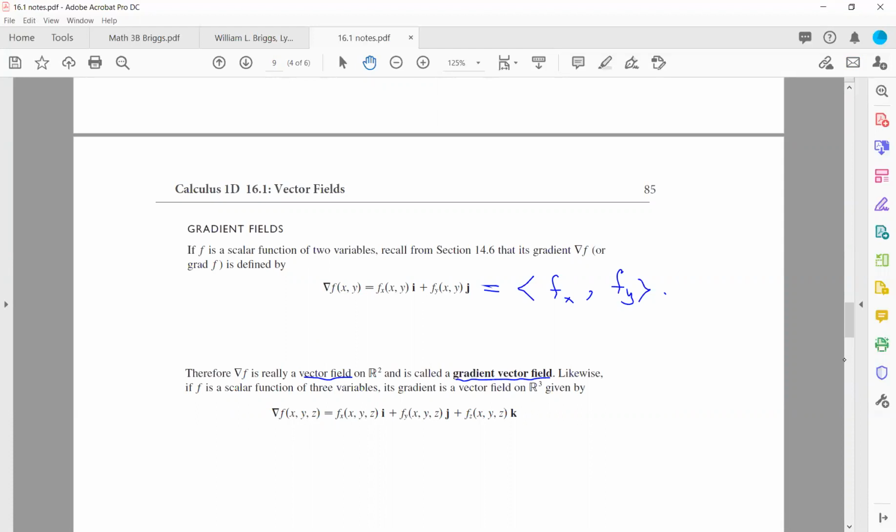As usual, if you generalize the idea to three-dimensional space, you can define the vector valued function, the gradient vector field, to be the partial derivative of f with respect to x, the partial derivative of f with respect to y, the partial derivative of f with respect to z, in the direction of the x-axis, y-axis, and z-axis. Or you can visualize this by writing it this way. So you can actually see you have the components of the vector.